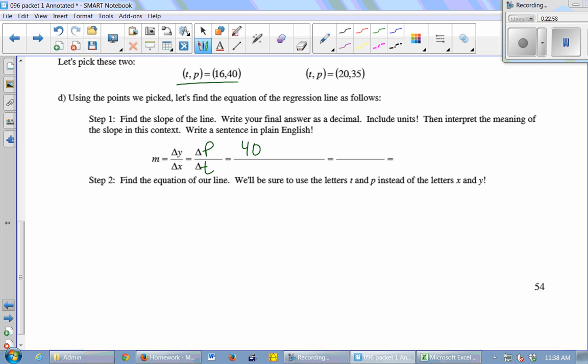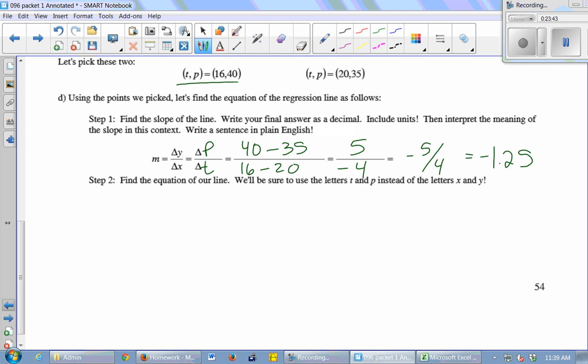So let's see, I'm going to do 40 minus 35, which means when I do x, I have to do 16 minus 20. Does it matter which two periods? You can make either one of them y, x1 or x2. Correct. So now I subtract: 40 minus 35 is 5, 16 minus 20 is negative 4, so I get negative 5 fourths, which you could also write as negative 1.25 if you like decimals better than fractions. I don't know why you would. Fractions are awesome, right?